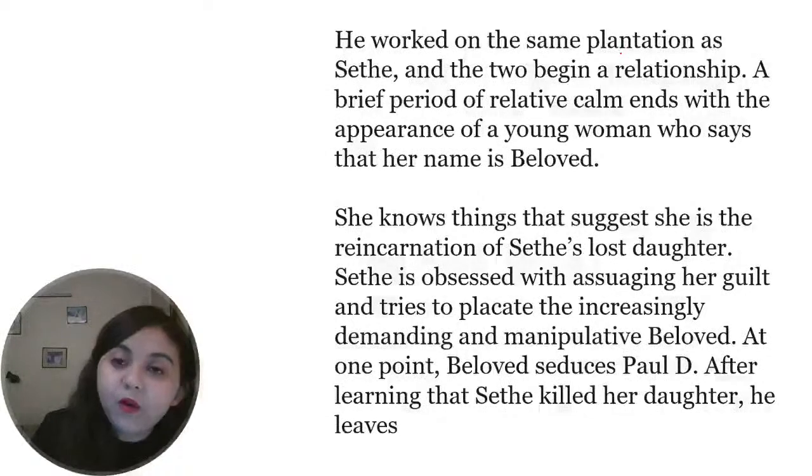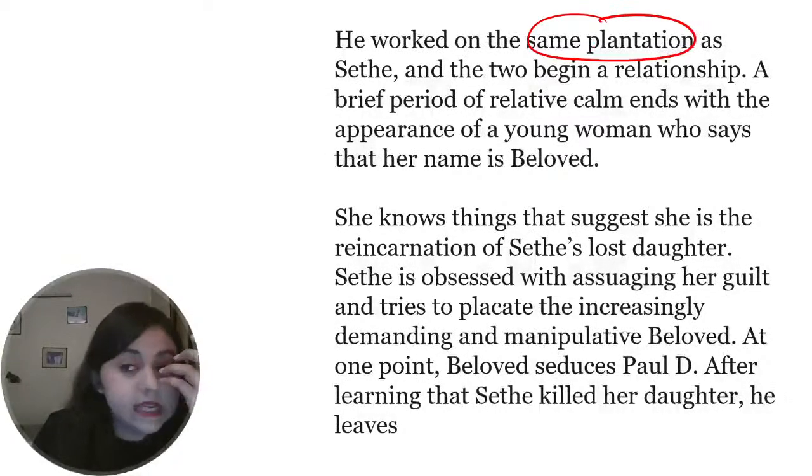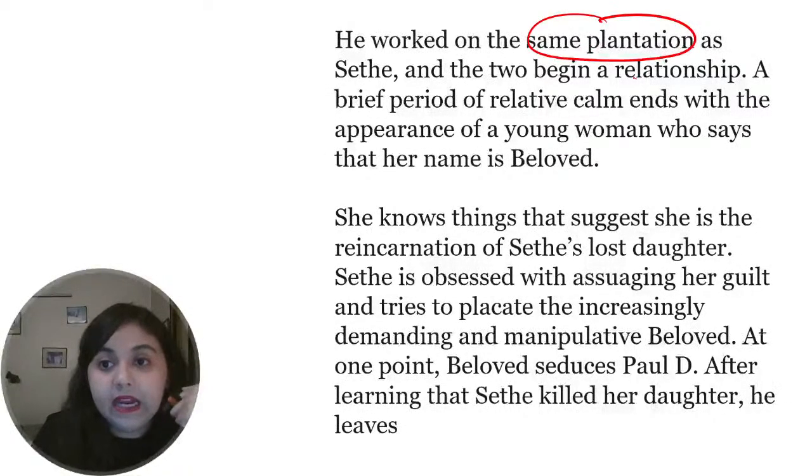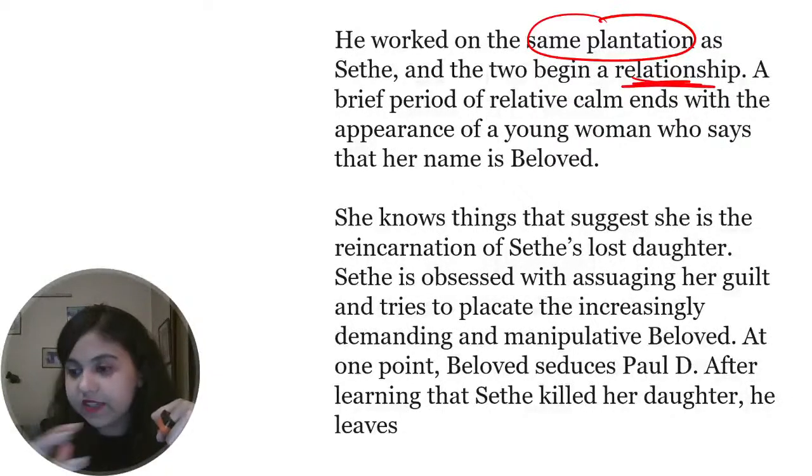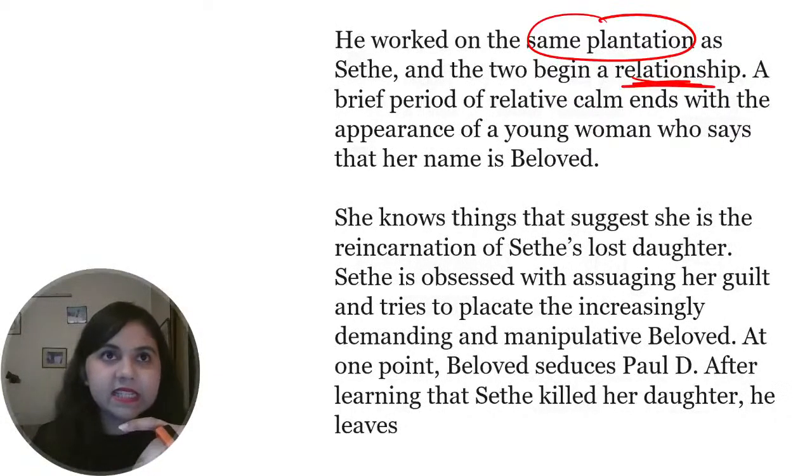Now, Paul D was working on the same plantation as Sethe, and both of them even have a relationship. That is how the story proceeds. This entire work is showing you the life of Sethe, how her life is progressing. But besides that, it's also highlighting the theme of racism.